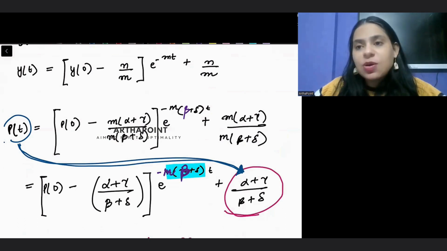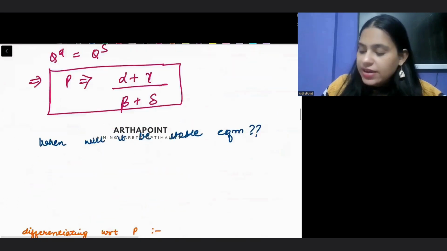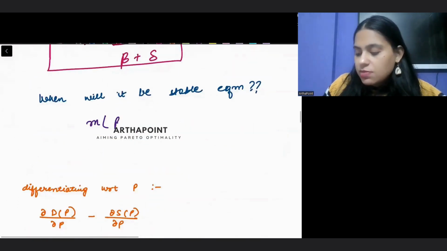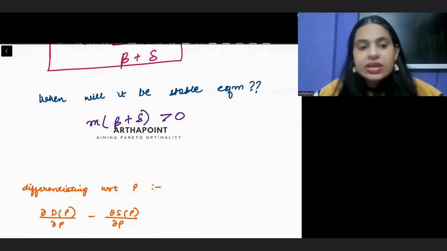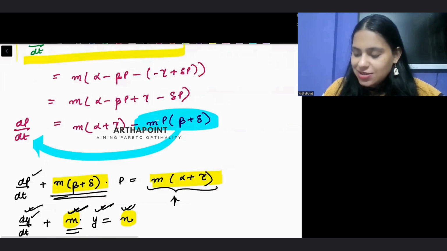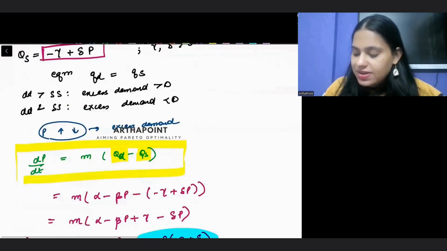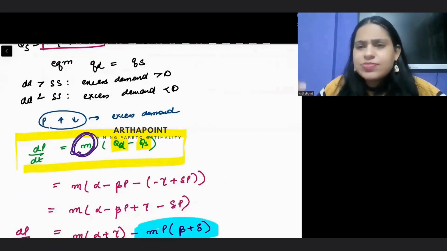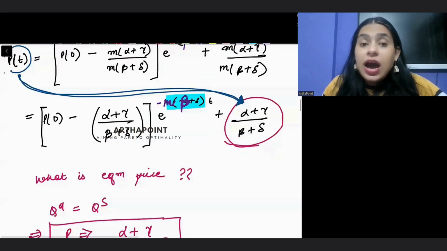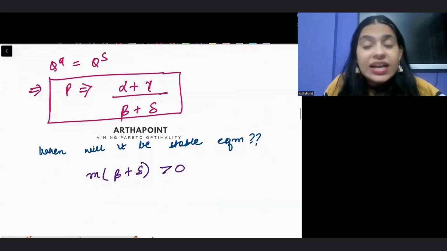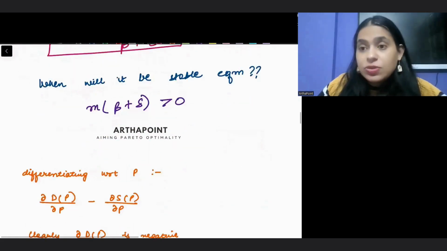Only if this power is positive. So I want m(beta plus delta) to be positive, right? For m(beta plus delta) to be positive, m is assumed to be a positive number only. When we just started this, we said that m is an adjustment coefficient, and it has to be positive. I want beta plus delta to be greater than 0.